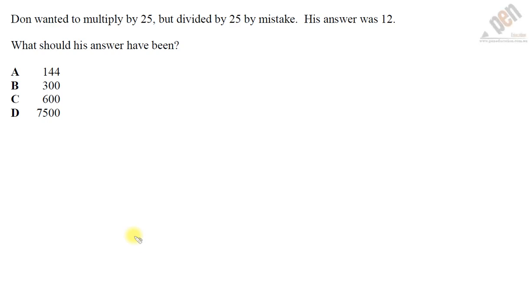Don wanted to multiply by 25, but divided by 25 by mistake. His answer was 12. What should his answer have been? Now this is a rather tricky question, but I'm sure you can see that the answer is to work backwards.